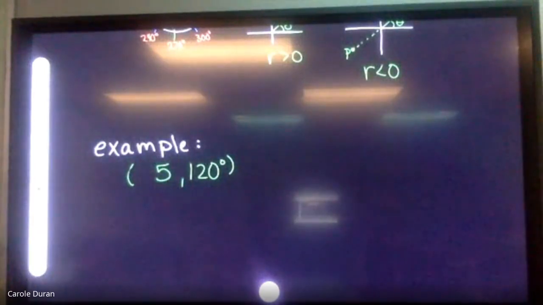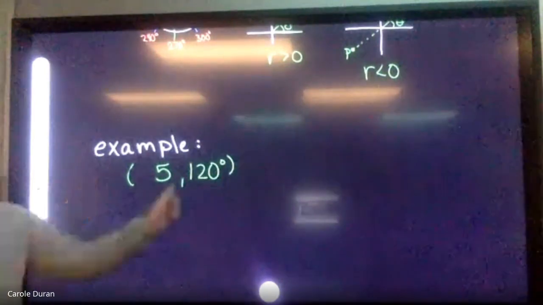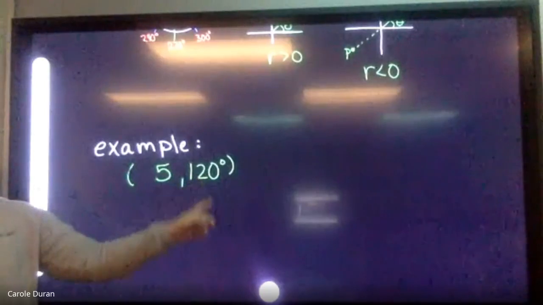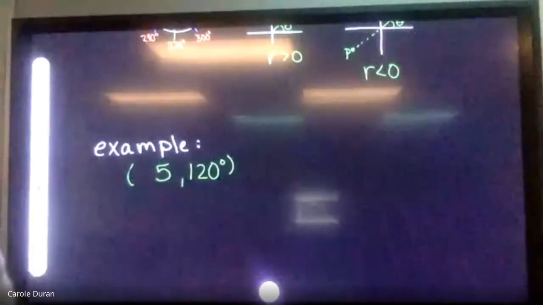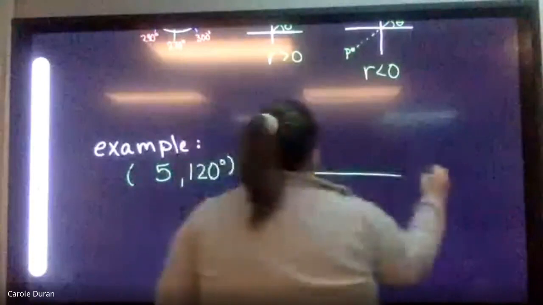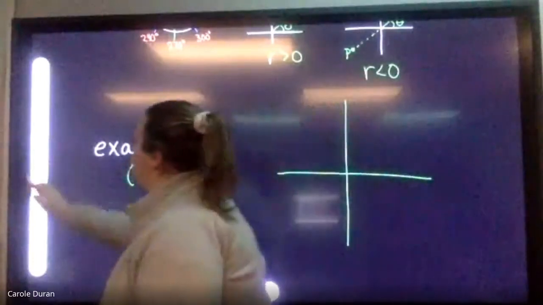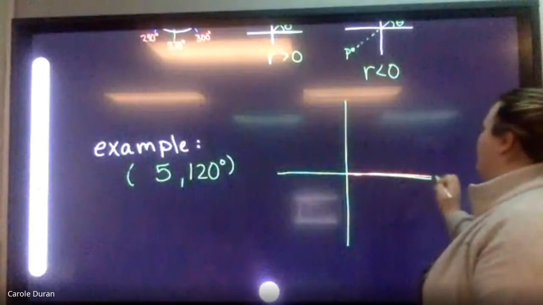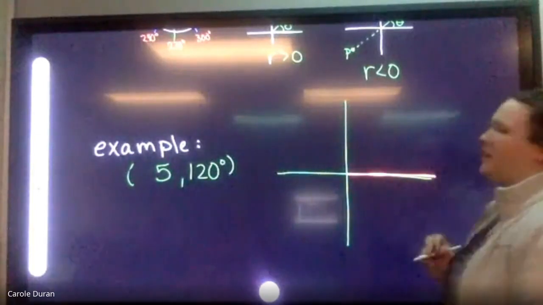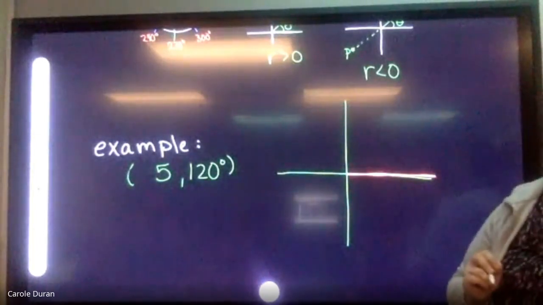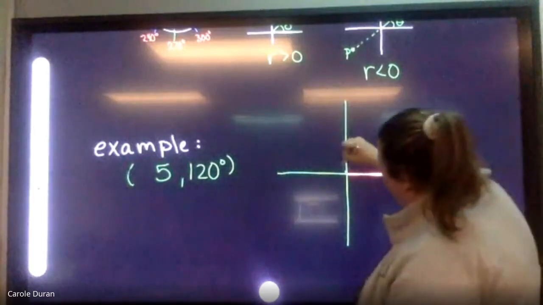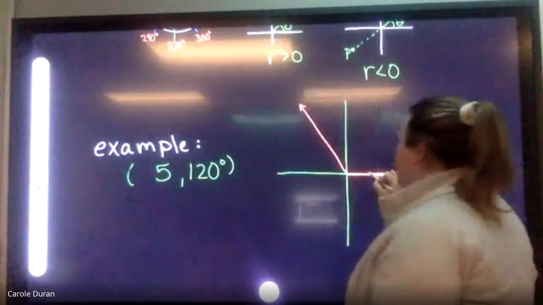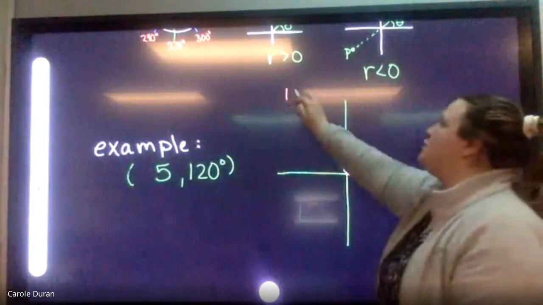So what we're gonna do is graph the polar coordinate 5, 120 degrees. That is a polar coordinate because it gives me my distance, comma, the angle at which I'm looking at it. So if I wanted to graph this, I'm gonna go to my circle. It's a positive 5. Starting at 0, 0, where's 120 degrees? Up and to the left, right there, approximately. So that's my 120 degree angle.